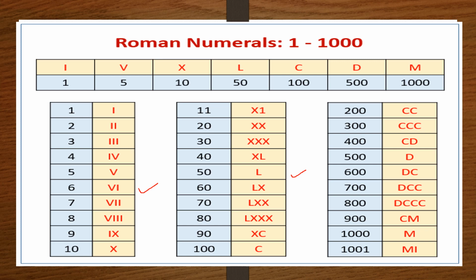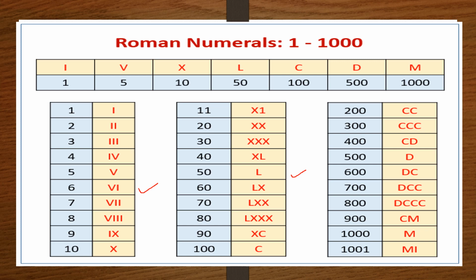Now, for 60, you can write LX. 50 plus 10 is 60. For 70, you can write LXX. L is 50, X is 10 and X is 10. So 50 plus 10 plus 10 is 70. For 80, you can write LXXX. 50 plus 30 is 80.